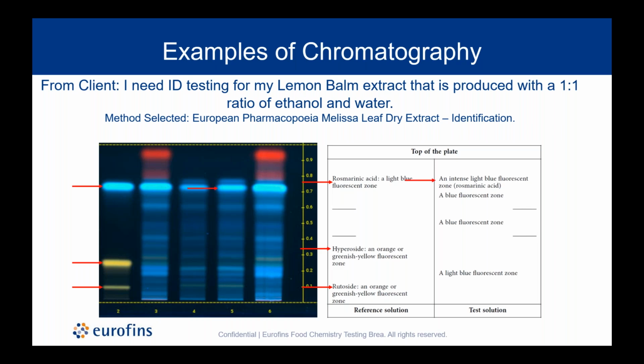So this one also shows a band for rosmarinic acid in the test solution. Then another blue fluorescent band also in the upper region of the chromatogram. In the middle region of the chromatogram, we see a blue fluorescent zone. And in the lower region of the chromatogram, a light blue fluorescent zone. So our test solution is showing bands that correspond to the acceptance criteria of the method, and the result is reported as conforms.